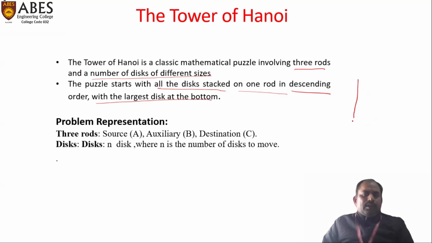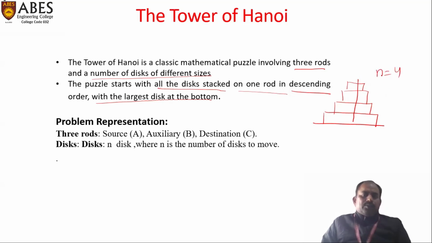Suppose we have a rod like this. On this rod, we have three disks. This is the largest disk, this is the second largest, and this is the smallest disk. After that, we can also have a fourth one, which is the smallest disk. So in this arrangement, n is equal to 4. Here the total disks are 4. This is the smallest disk and this is the largest.